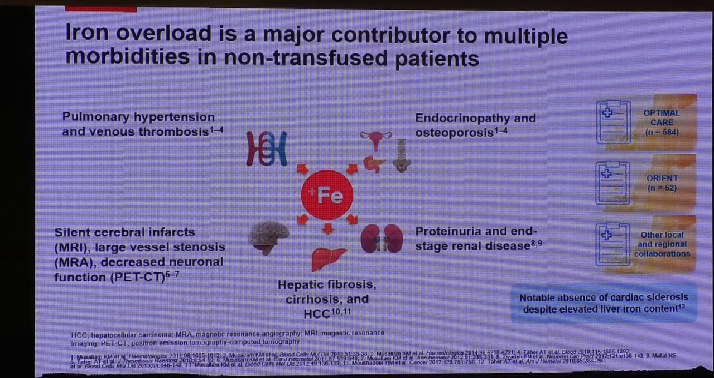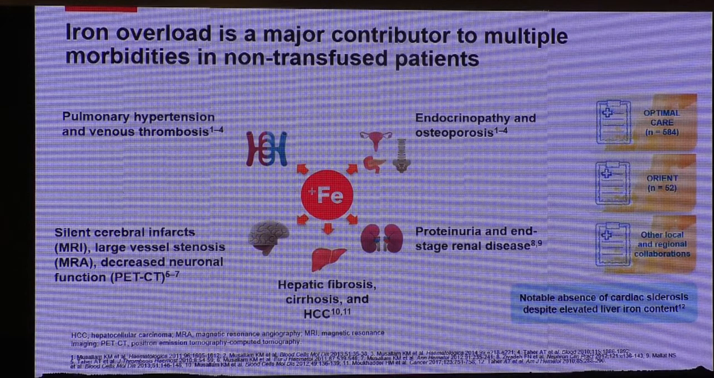Any iron indices we studied, there was a link between iron and vascular disease like pulmonary hypertension and venous thrombosis, through damages probably to the endothelium, endocrinopathies, osteoporosis, kidney disease, with some patients even reaching end-stage renal disease and requiring dialysis, hepatic fibrosis and carcinoma as well, and many, I would say, less common or less evident brain dysfunctional elements or silent strokes that were also linked to iron.